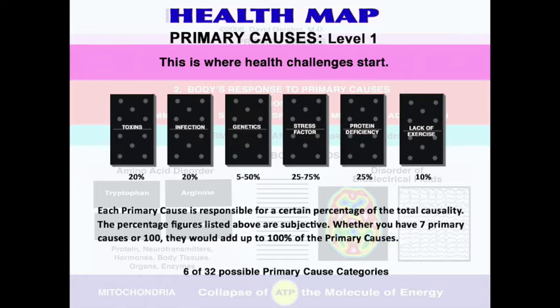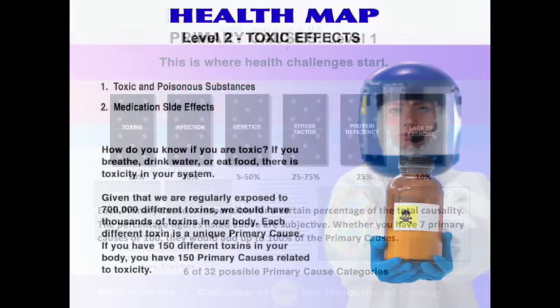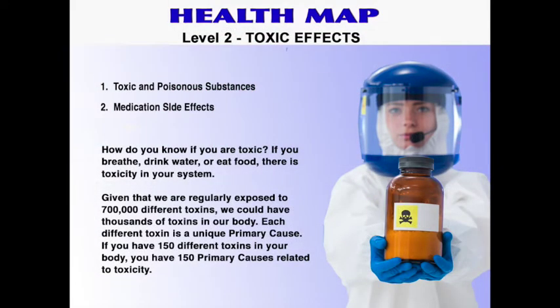It's important to understand that it doesn't matter if a primary cause is physical, like an infection, or mental-emotional, like the anxiety of a new job. Each contributes its percentage. Any way you cut this pie, the total causality is 100%. We covered level 1 primary causes. Let's move on to level 2, toxic effects.